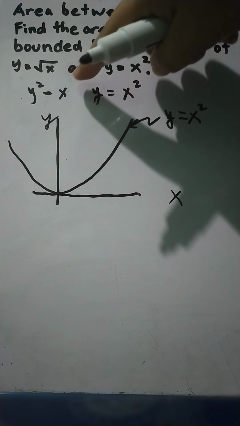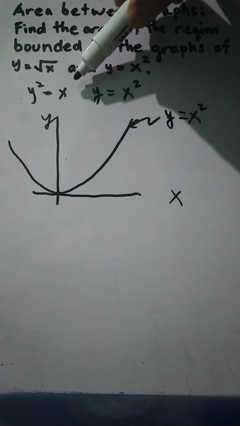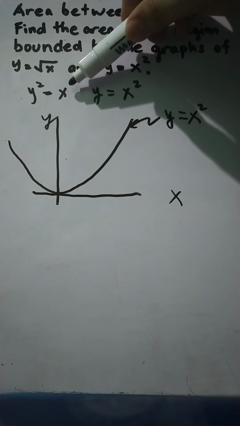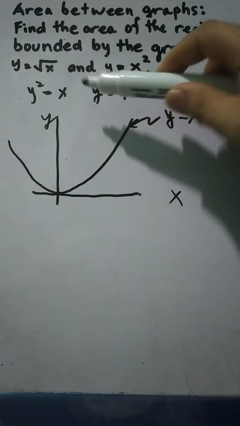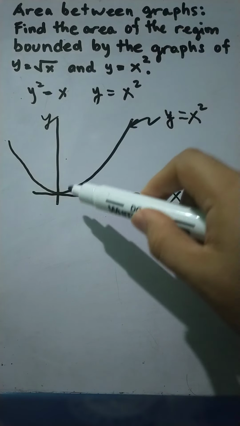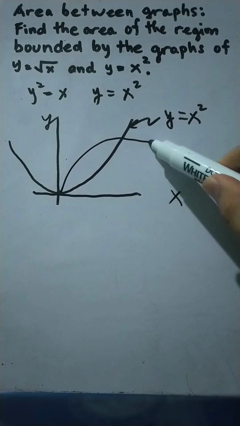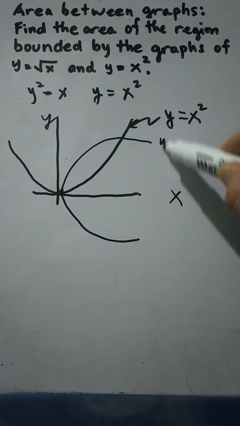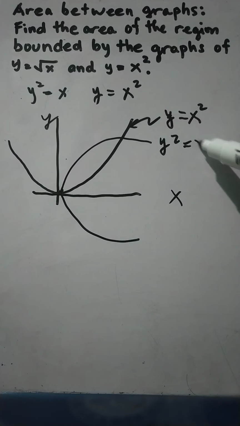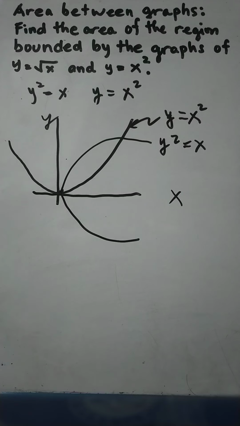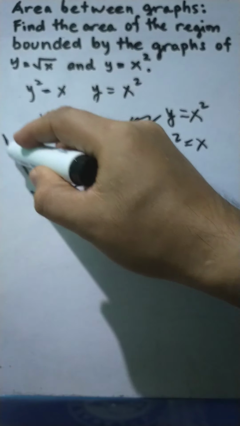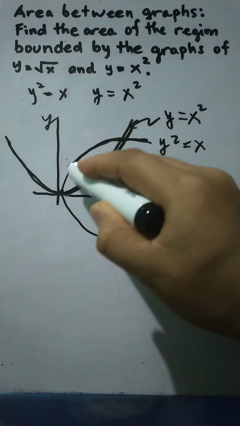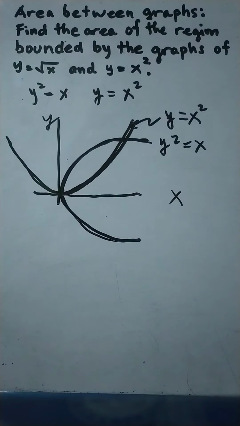On the other graph, this is linear in x. In other words, the parabola is opening to positive x. And of course, the vertex is at the origin. So this is our parabola, y squared equals x. So we have here two graphs, two parabolas.